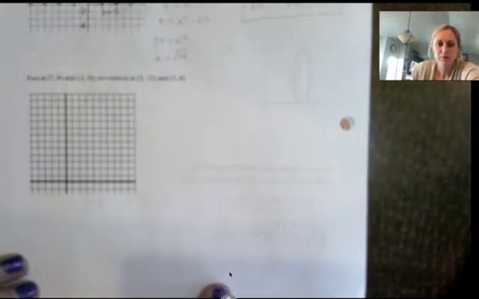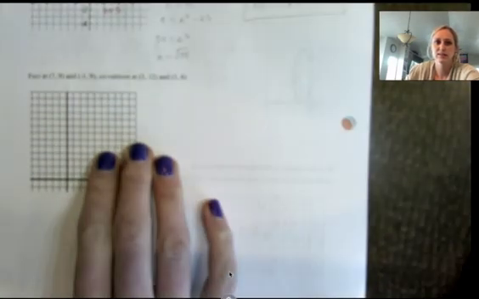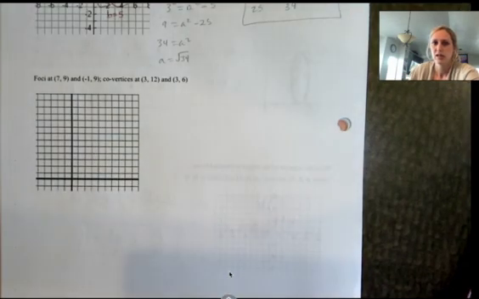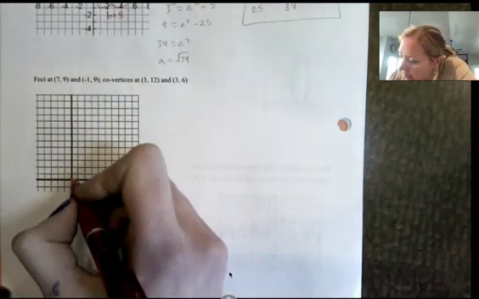Okay, final example. This time we have that the focus is at 7, 9. Oh, we have both, sorry. Foci are at 7, 9 and negative 1, 9. Co-vertices at 3, 12 and 3, 6. Okay, so let's see. Foci at 7, 9.